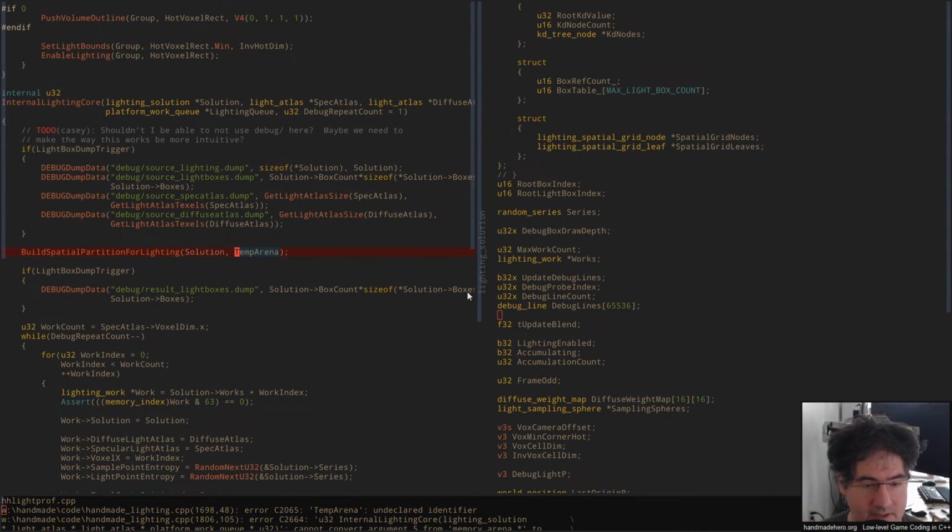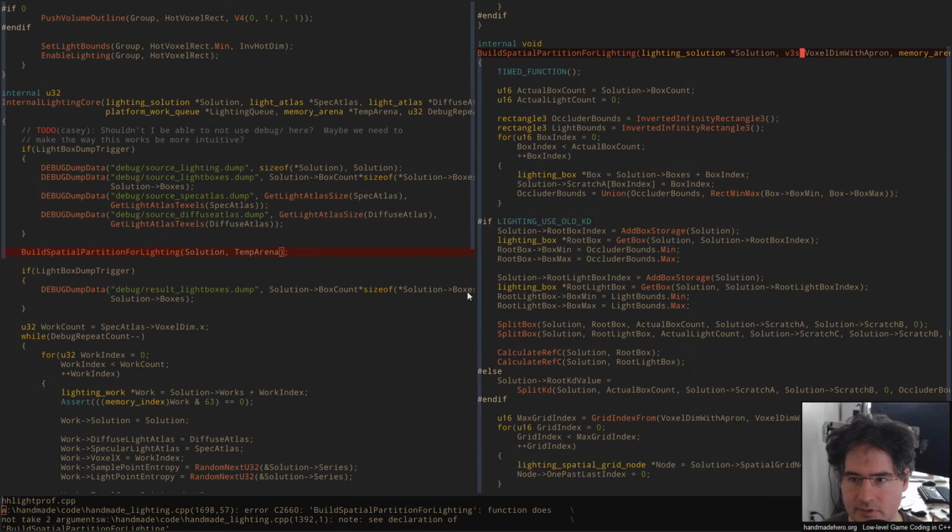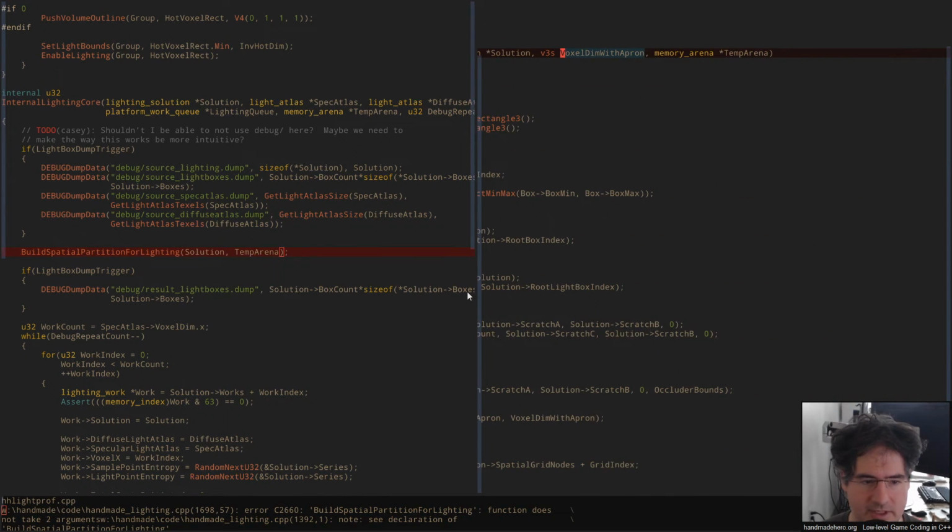So let's go ahead and properly pass the temp arena through here. In addition to the lighting queue here, I'm going to pass the temp arena for the internal lighting core. And then anyone who is calling that, I'm going to make sure calls. Let's see, spatial partition for lighting. It also has to have the voxel dim with apron.